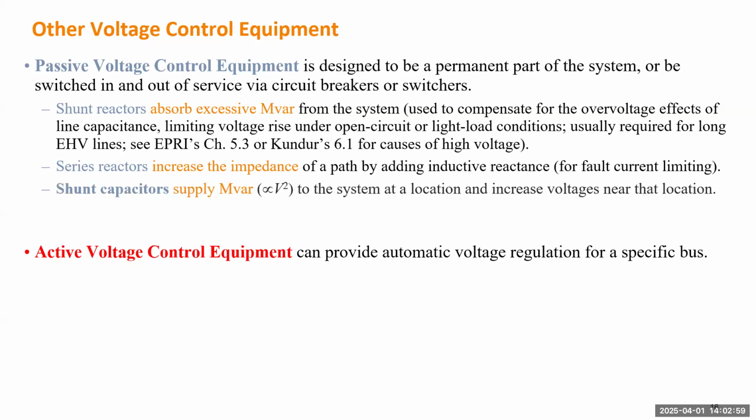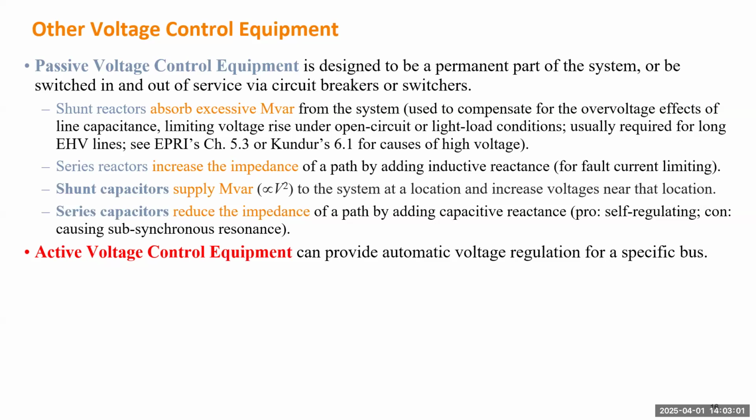The next two can provide voltage control, which are shunt capacitors and series capacitors. A shunt capacitor, if it is switched in, will provide reactive power to the system, so it will increase voltage. A series capacitor is a VAR source. It can increase the reactive power. It also decreases the impedance of transmission paths. We'll talk about series capacitors later.